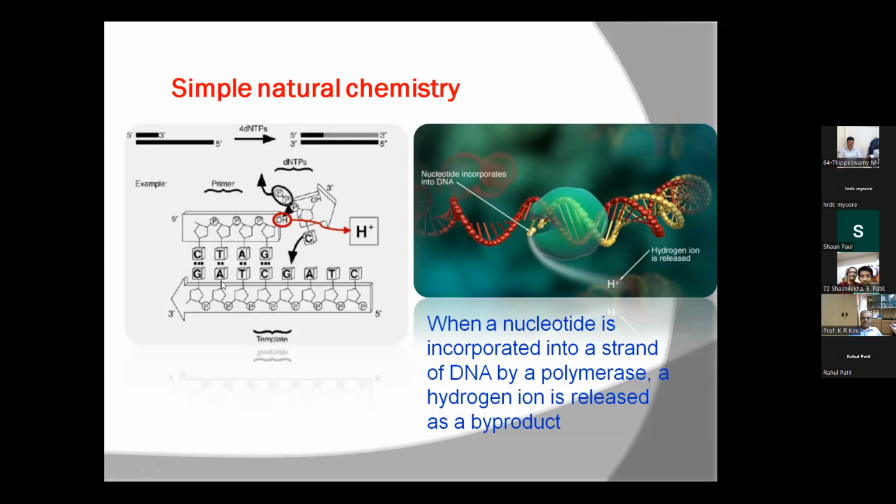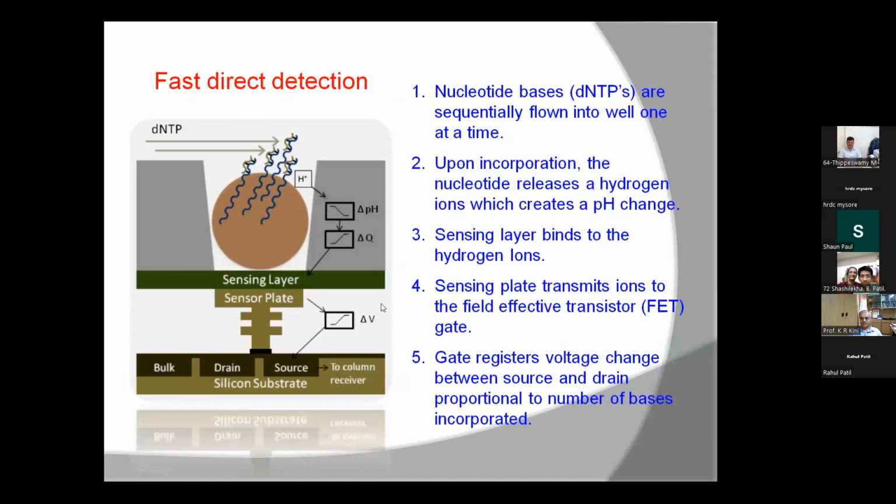So the chemistry is very simple. Now, upon addition of a dNTP to the template, it releases a hydrogen ion. Every polymerase reaction releases a proton. It releases a pyrophosphate, and it releases a proton. So a hydrogen ion is released as a byproduct. Now, when there is a hydrogen ion, that is sensed. So basically, you are measuring a hydrogen ion, just like a pH. So this is basically a long, expensive, glorified pH meter.